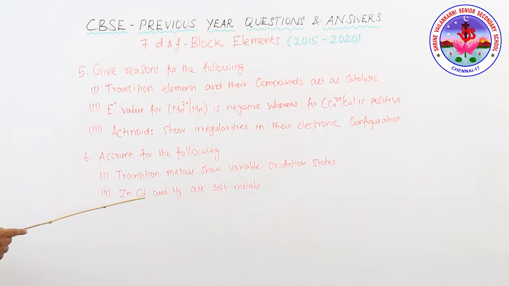I will repeat this. Zinc, cadmium and mercury are soft metals. Why? The reason is the weak metallic bond due to the absence of unpaired electrons, because only completely paired electrons are present. Unpaired electrons form the d pi bond, which is not possible in zinc, cadmium and mercury. Okay. So this is the reason.